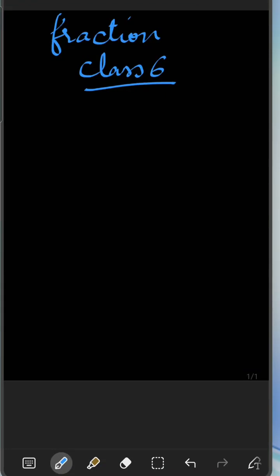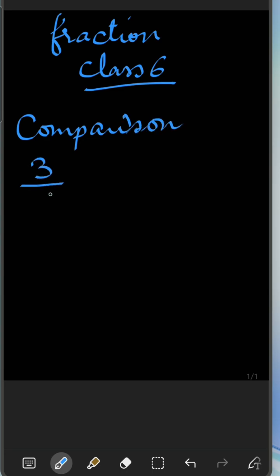So we are back again with class 6 fraction chapter. The topic of today would be comparison of fractions. If you have to compare two fractions, you have these two fractions and you have to compare which fraction is greater than the other, then there is a simple method. You just have to cross multiply.